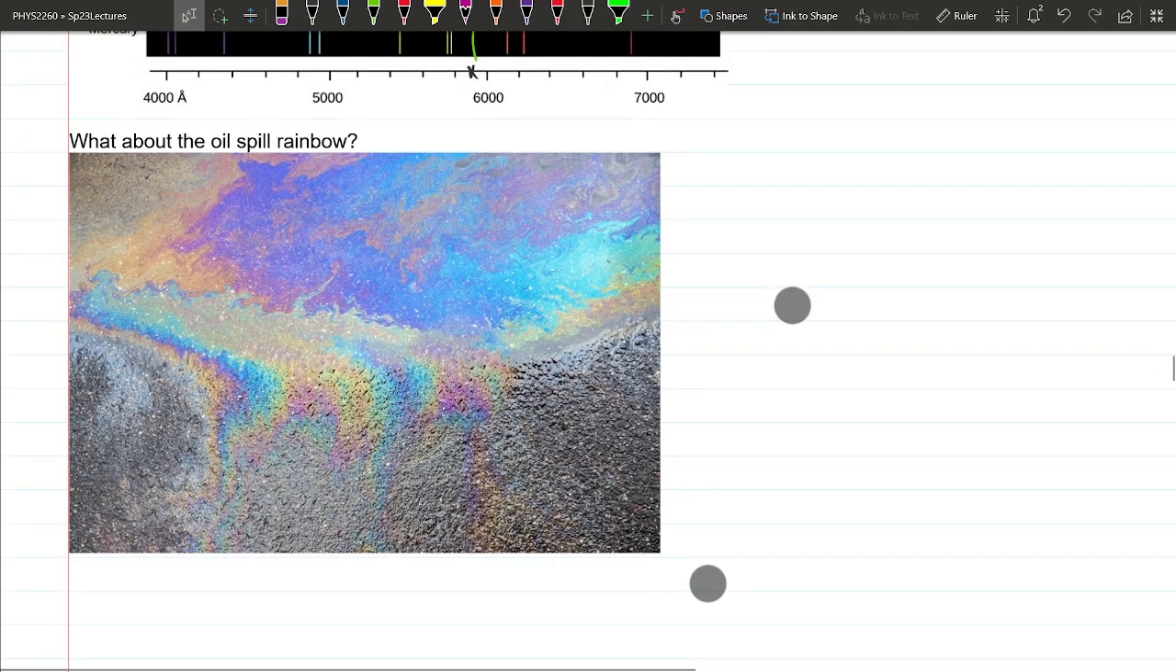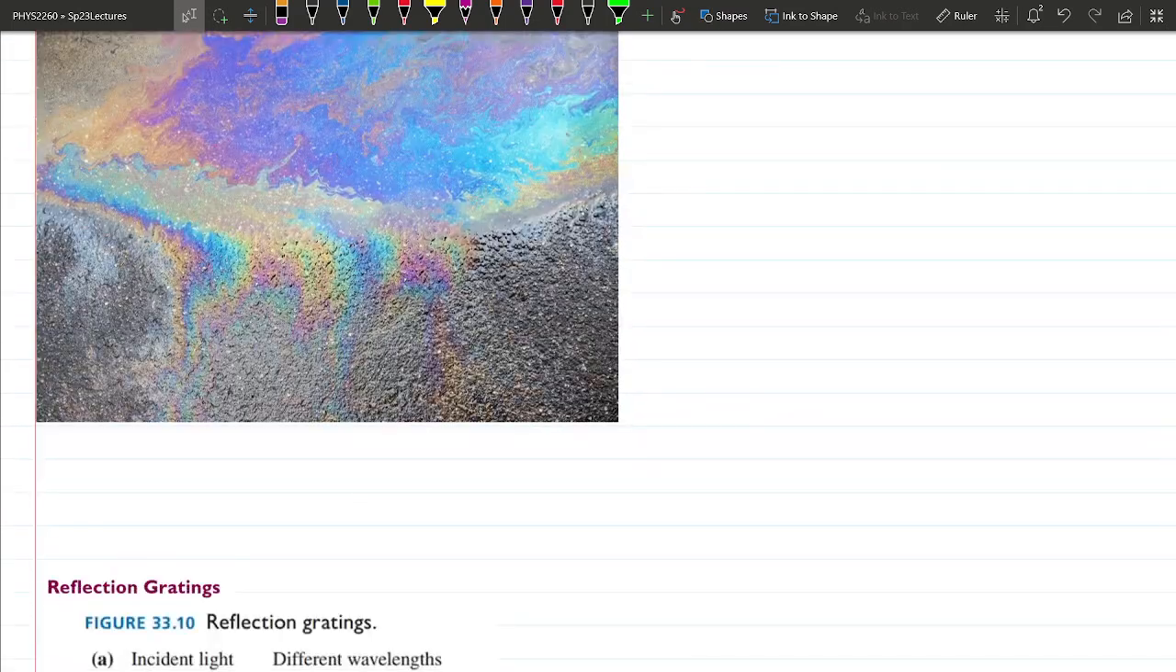Okay. So maybe I can just quickly talk about why these oil slicks on the ground look like a rainbow. One of the things we noted was that different wavelengths of light get diffracted at different angles. So what's actually happening when there's oil on the ground on top of water is that the ground is not exactly flat.